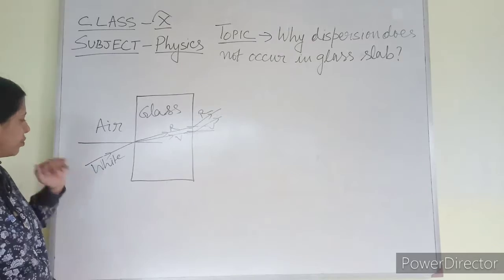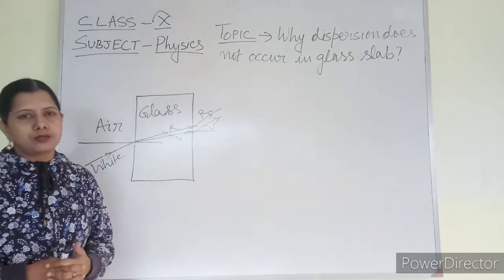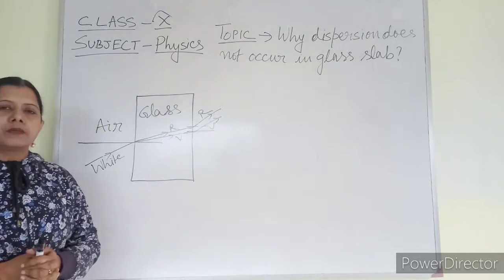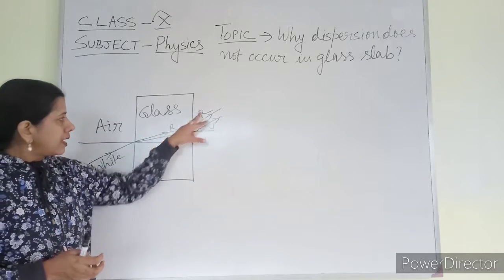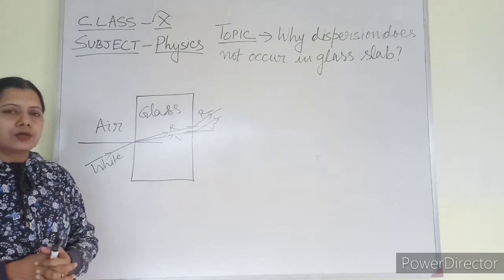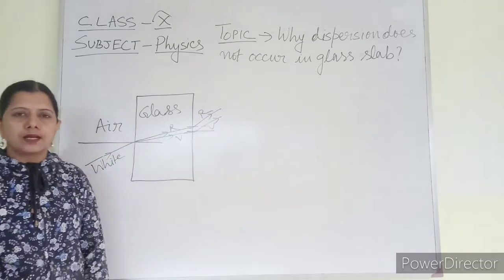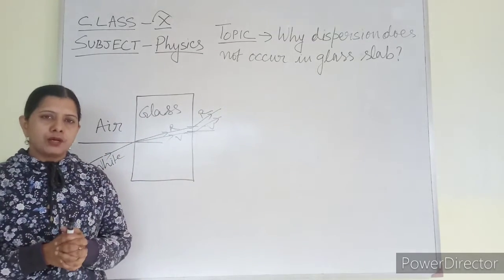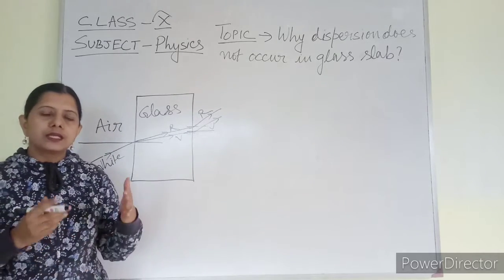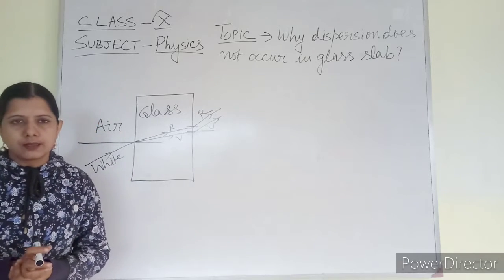That means the incident ray, white light, is parallel to red color also and parallel to violet color also. So what is happening? This red and violet are also becoming parallel to each other. So when these are parallel to each other, what is actually happening? The distance between this red and violet color is so small, too small that you cannot distinguish. Actually the distance is too small, so the colors are going to superimpose over one another.